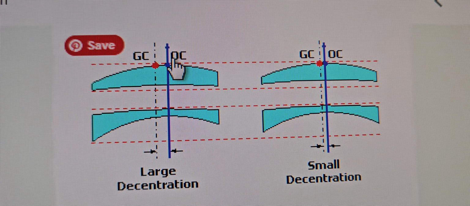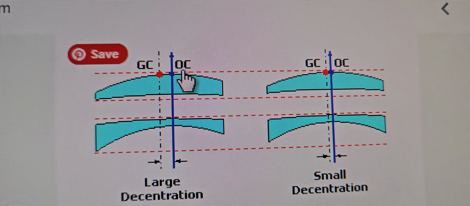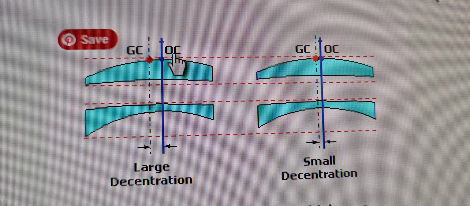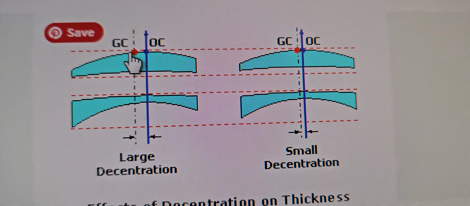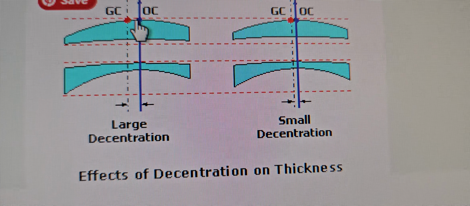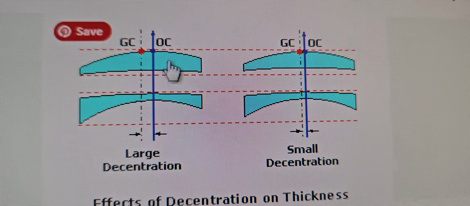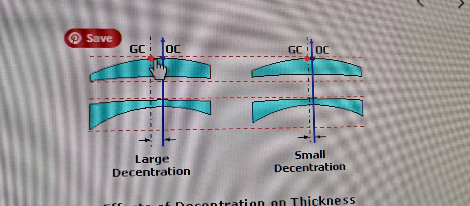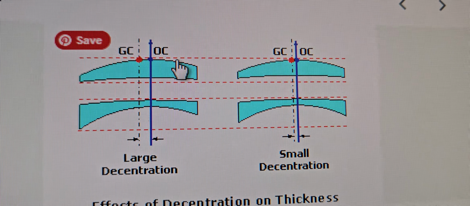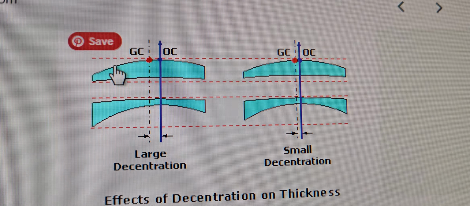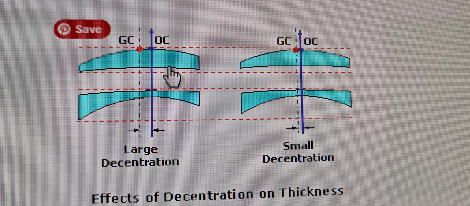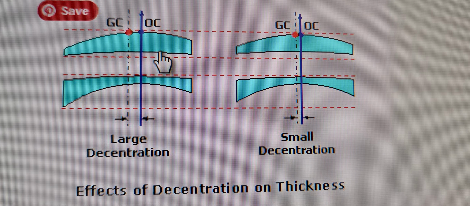Optical center is where we take the PD marking, right? The frame, the eye, the patient's PD is the optical center. So optical center and geometrical center should be matched to avoid prismatic effect: base in, base out, depending on where you are placing. So it can be base in, base out, base up, base down, depending on whether it is a plus or minus lens. But this is a prismatic effect.